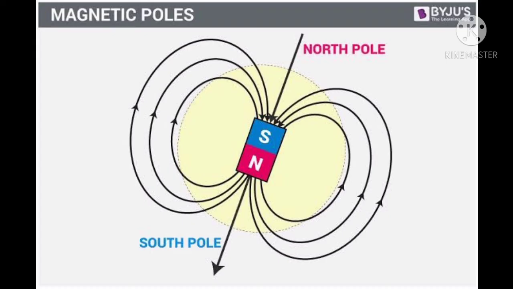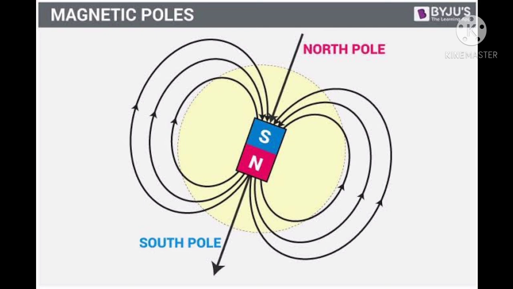Next, magnetic field. A magnet can attract magnetic materials present around it only from a certain distance. This space around a magnet where its attraction is felt is known as the magnetic field. The attracting power or magnetic force is stronger near the ends and weakest at the center of a bar magnet. These two ends of a magnet are called the magnetic poles.